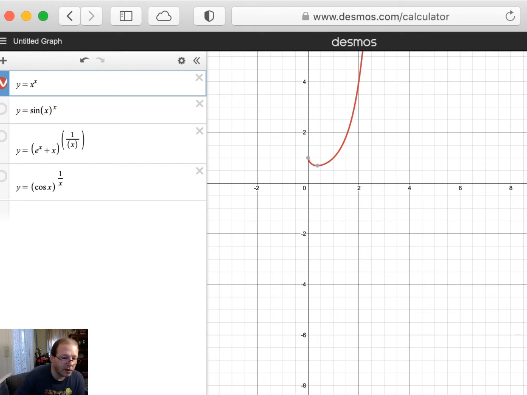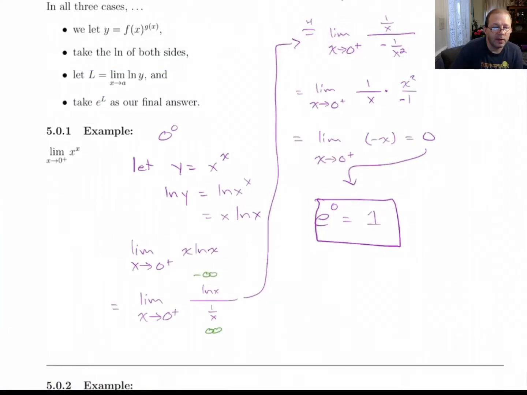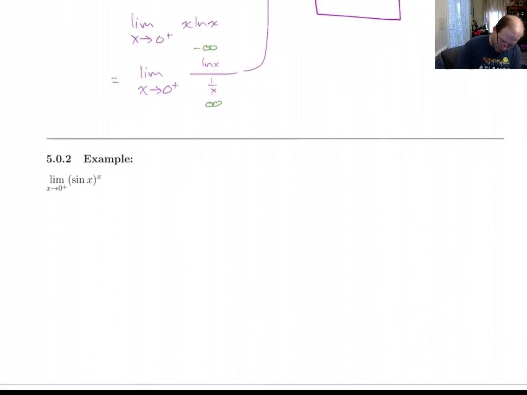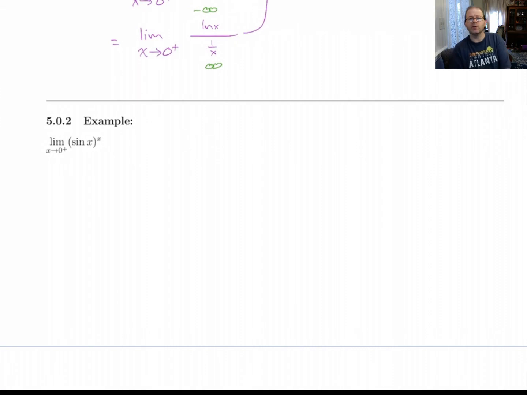All right, we've got several more examples, and let's see. Let's go ahead and break this up. I'm going to do 2 examples in this video and 2 in the next video. So let's see, as x goes to 0, is this indeterminate? Well, when x goes to 0, sine x goes to 0, and x goes to 0. So this is a 0 raised to the 0 type.